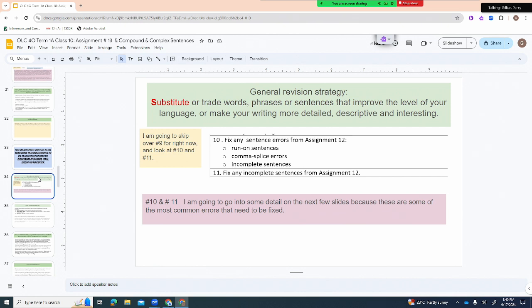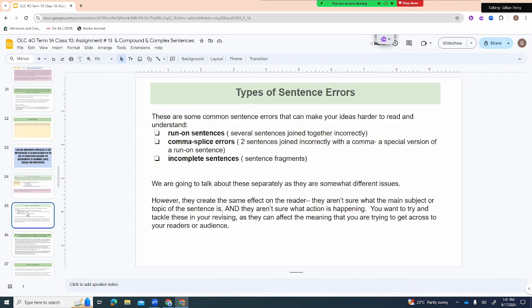So I'm skipping over number 9. Number 10 says fixing any sentence errors from assignment 12. And I kind of ran 11 and 12 and 10 together. Run-on sentences, comma splice errors, and then incomplete sentences. And number 11 is the same thing, basically. So let's talk about those types of sentence errors, okay?